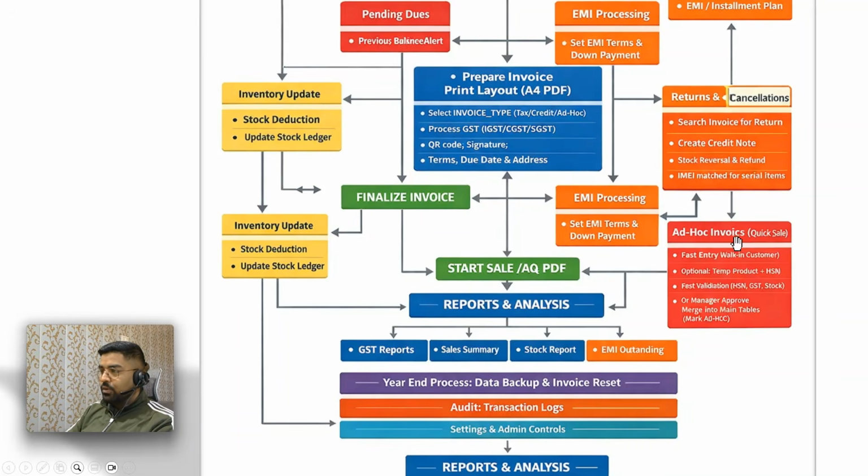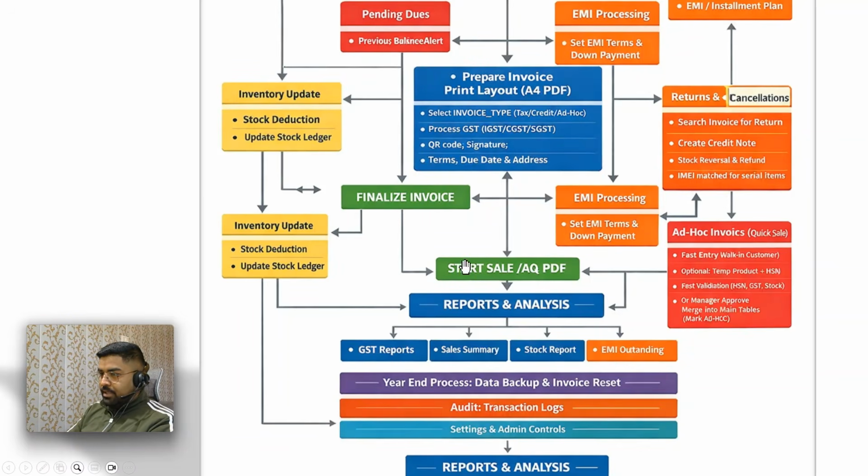Then we have ad hoc invoice, a quick sale. So sometimes what happens is, there are so many customers all around, and maybe sometimes the system does not work that well under some conditions. So we have to add an ad hoc invoice which will be a quick sale at the time. So we have to introduce that one as well. And once the sale has been done with the ad hoc invoice, it should update the main table as well.